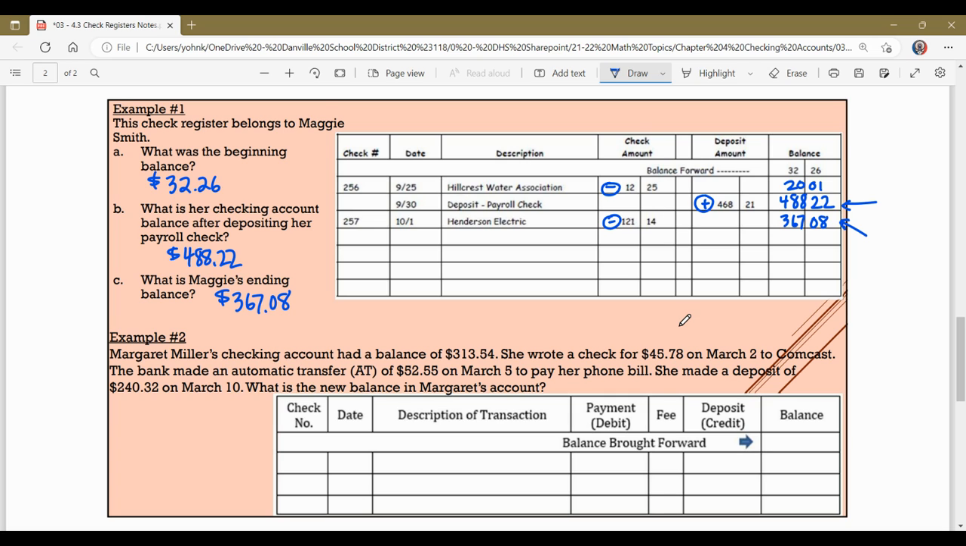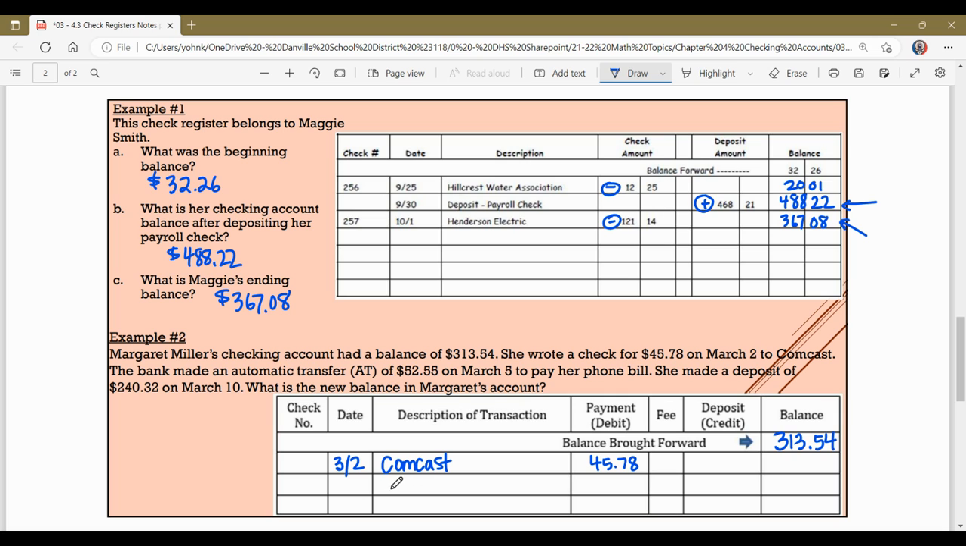All right, we need to fill in all this stuff. So let's read sentence by sentence. Her checking account had a balance of $313.54. That goes in balance brought forward. Notice there is no line separating dollars and cents in this check register. Each one is different. Okay, she wrote a check for $45.78. That's a payment. So $45.78 goes here. She wrote it on March 2nd. That goes in the date. She wrote it to Comcast. That's the description. It doesn't say what check number it was, so that's probably my fault.